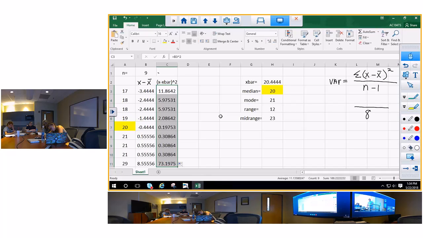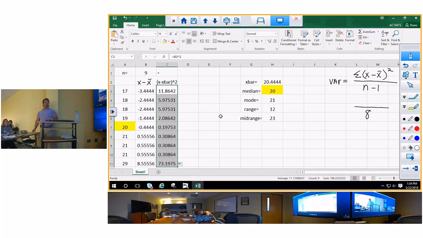Why do you square it? You might want to take a guess at why do you square it? It's very simple. Make everything positive. That's why you square it.